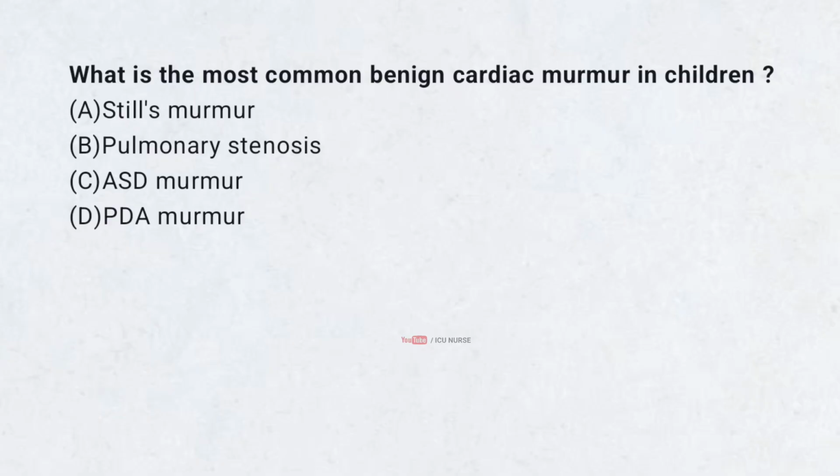What is the most common benign cardiac murmur in children? A. Still's murmur, B. Pulmonary stenosis, C. ASD murmur, D. PDA murmur. Correct answer A. Still's murmur. Still's murmur sounds like this.